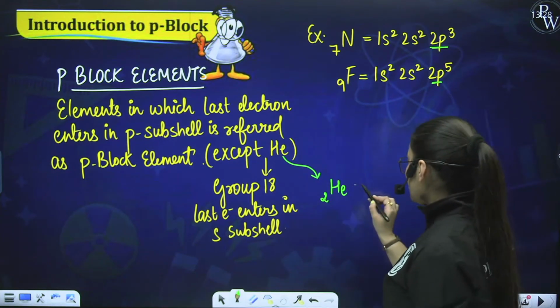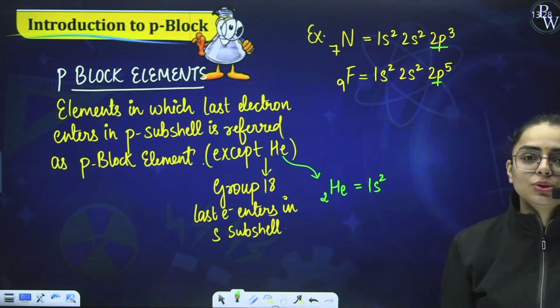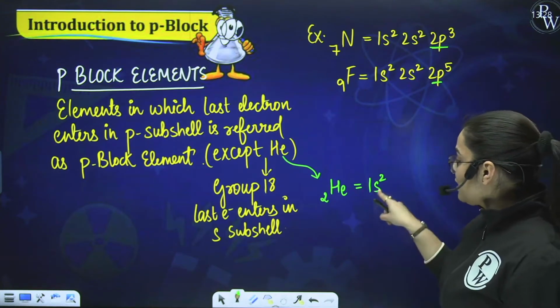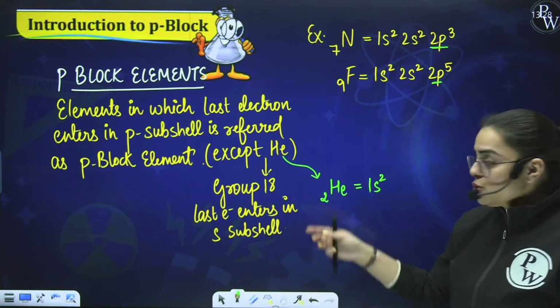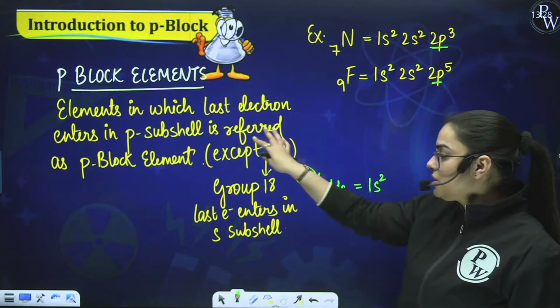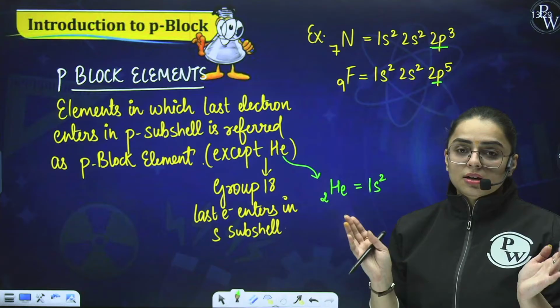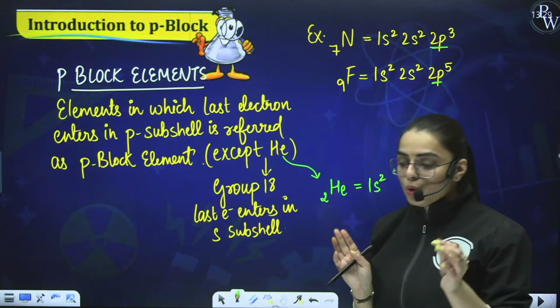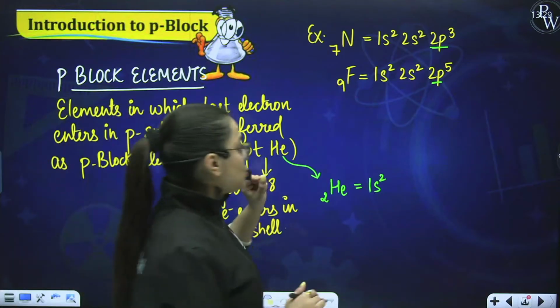So if you want to write its electronic configuration, it shall be 1s2. That's it. Is it clear to you? So here the last electron is entering in which subshell? S subshell, not in the P one. So it is an exception over here of the P block elements. Is it clear? It is an exception in the P block elements. Other than helium, each and every one of the elements holds this category that their last electron will enter in the P subshell. So now one more thing.